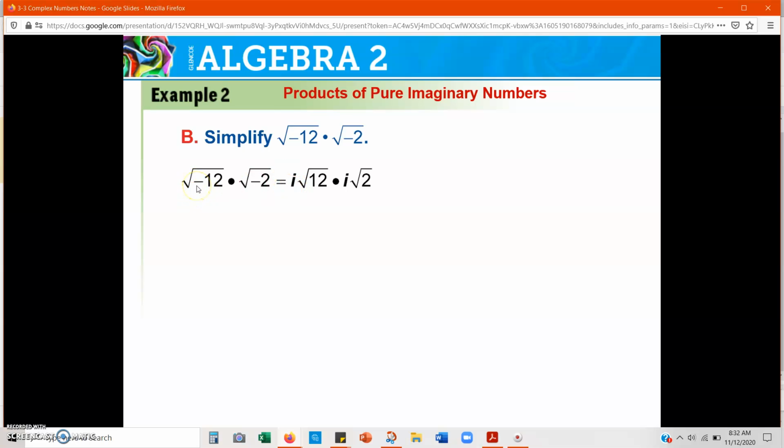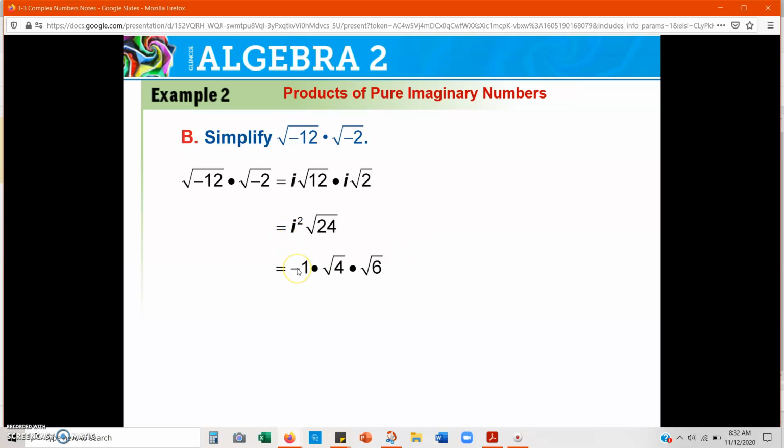So square root of negative 12 is now i square root of 12, and square root of negative 2 is now i square root of 2. Now go ahead and multiply. i squared times square root of 24. You could also simplify square root of 12 and then go ahead and do your multiplication too. I just chose to do it this way for now. So now simplify i squared and you simplify square root of 24.